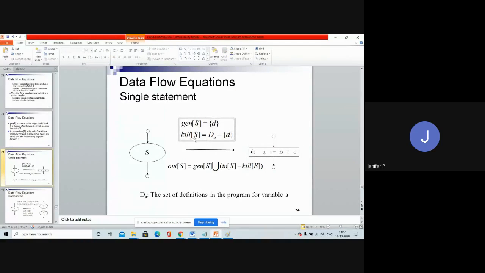And kill of s, when will this particular definition be killed? When another definition comes for A, right? So kill of s is equal to DA. DA is nothing but the set of definitions for the variable A.